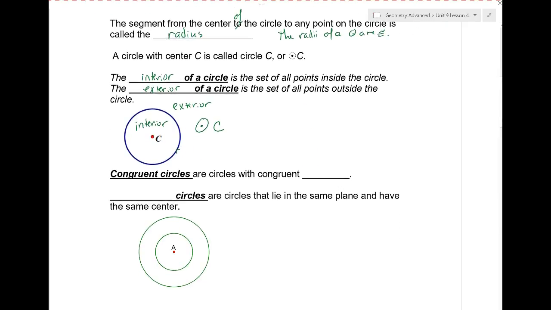Congruent circles, I think this makes sense because we can have circles that are the same shape and size, right? Congruent circles are circles with congruent radii.